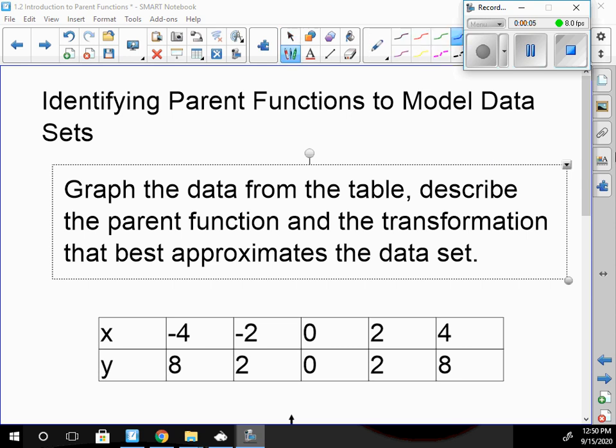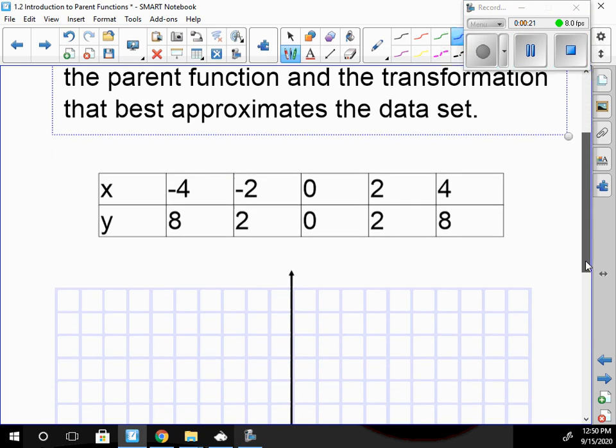Now let's pick up where we left off yesterday. Identifying parent functions to model data sets. So first we have this table. We're going to graph the data from the table, describe the parent function, and the transformation that best approximates the data set. So first let's graph this data.